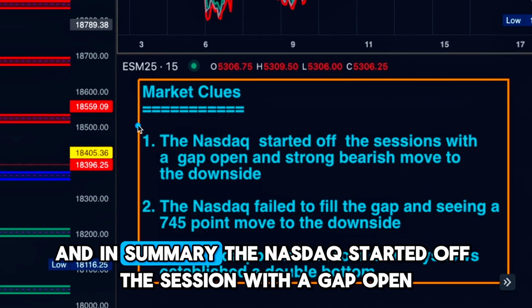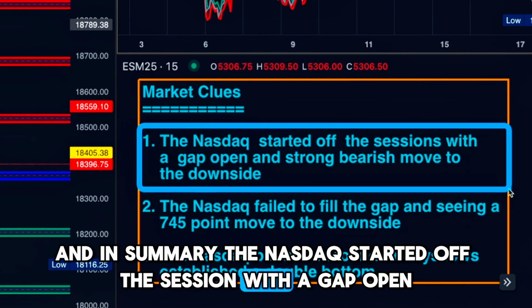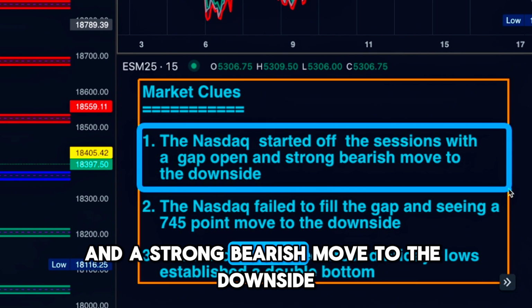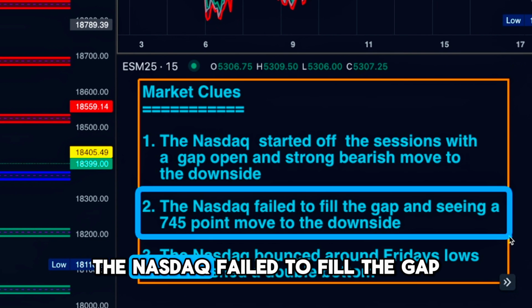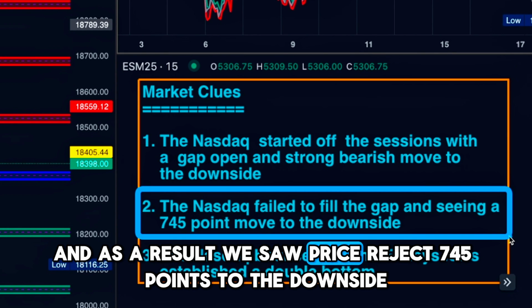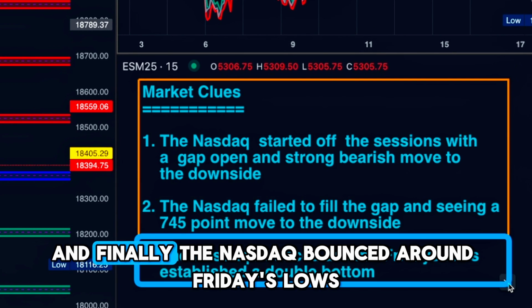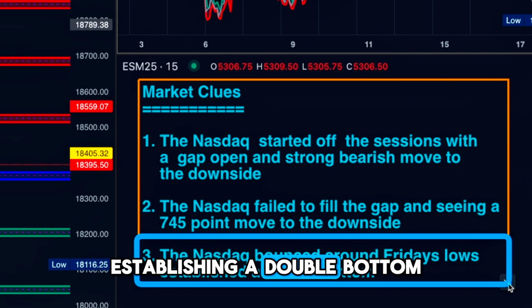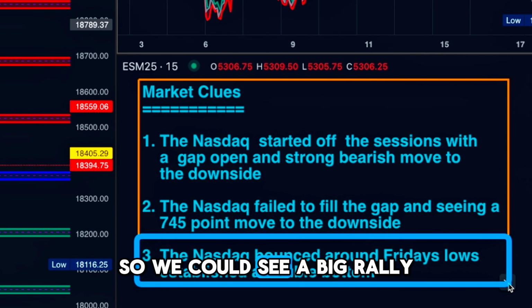And in summary, the Nasdaq started out the session with a gap open and a strong bearish move to the downside. The Nasdaq failed to fill the gap, and as a result, we saw price reject 745 points to the downside. And finally, the Nasdaq bounced around Friday's lows, establishing a double bottom. So we could see a big rally.